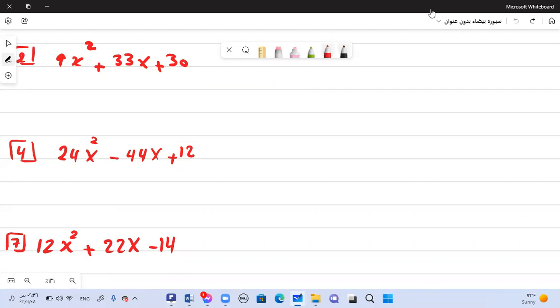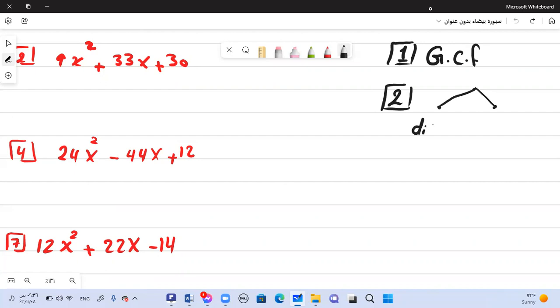Factorization. There are important steps to remember for how you can do factorization. What is the first step? Greatest common factor. Step number 2, determine: is it a special case, yes or no? There are 2 types of special case. The first special case is the difference between 2 squares, and the second is the perfect square.